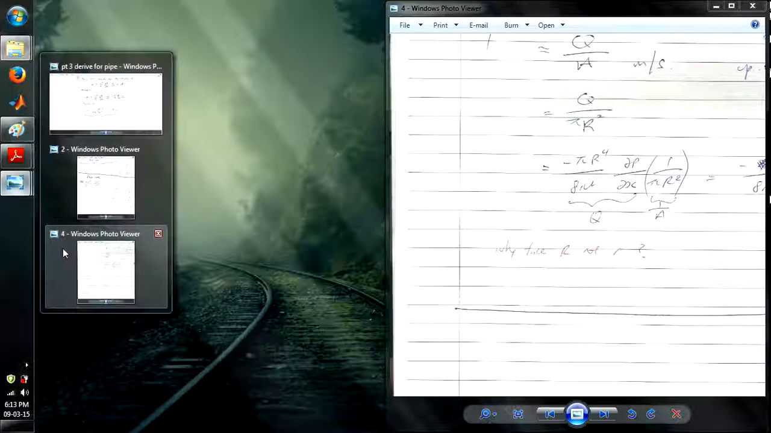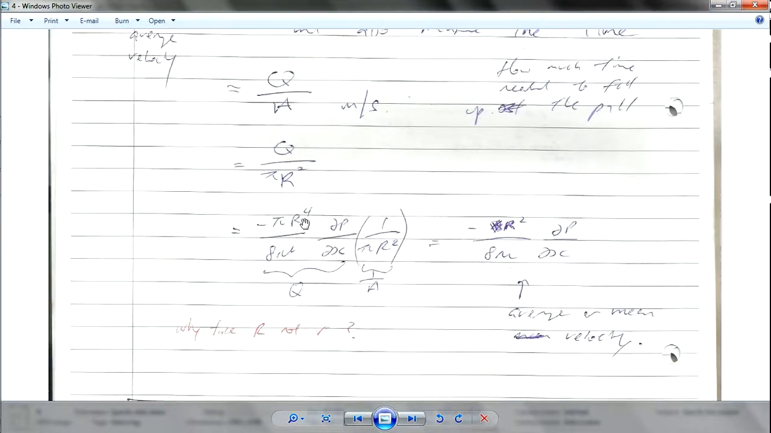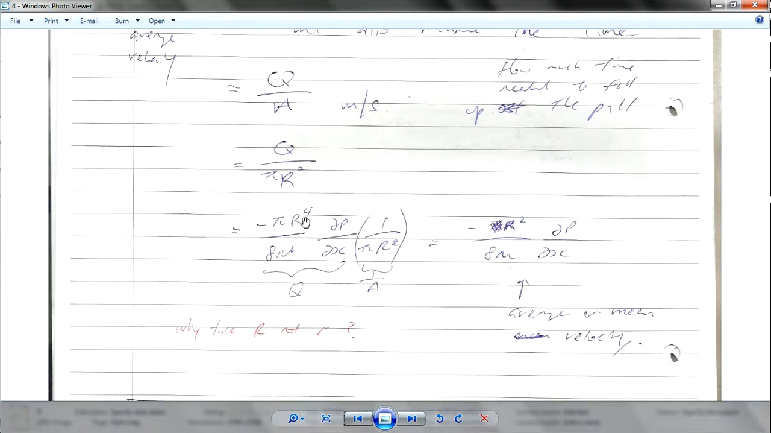Let's continue. So this is your flow rate. I already showed you that this is the flow rate. Then divided by the area: it's a circular pail, and a circular pail means pi r square. So we have this over here, and what you're going to do is cancel out this r square against the r4, leaving r square over here.